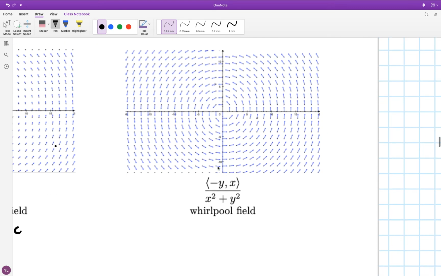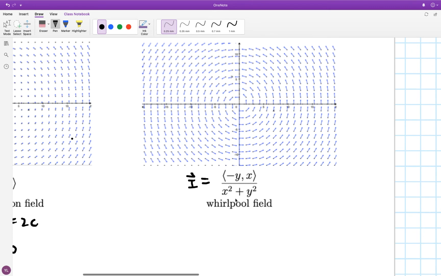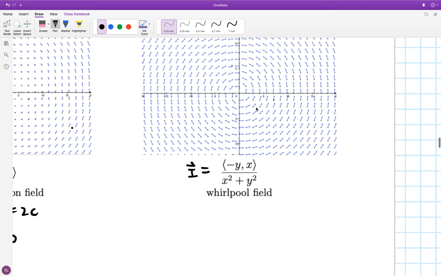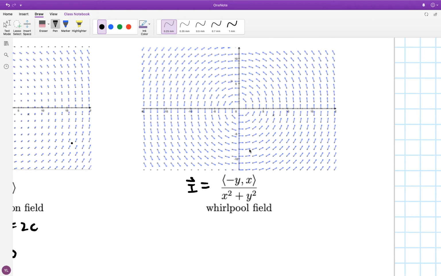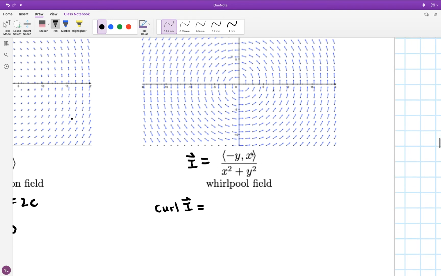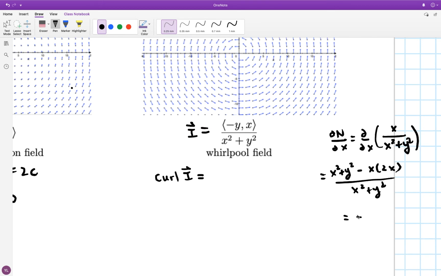Okay, here's another whirlpool, so let's call this maybe capital I. It's just the previous vector field, but it's been scaled a little bit. We divide the vector field negative y, x by its magnitude. And so what this is doing is it's creating a vector field that has all unit length vectors, but it's still spinning around because of the arrangement of the negative y and x. So I'm going to do partial n with respect to x. And then I have to do partial m with respect to y.